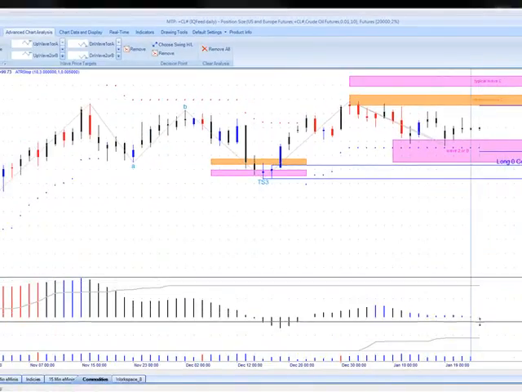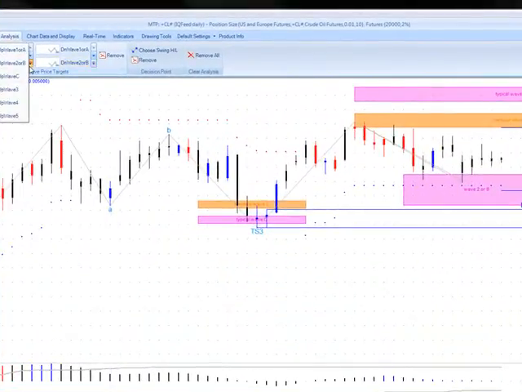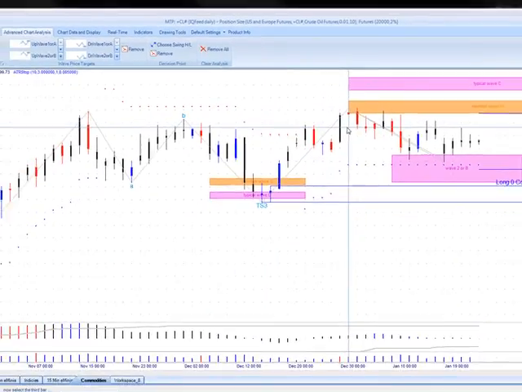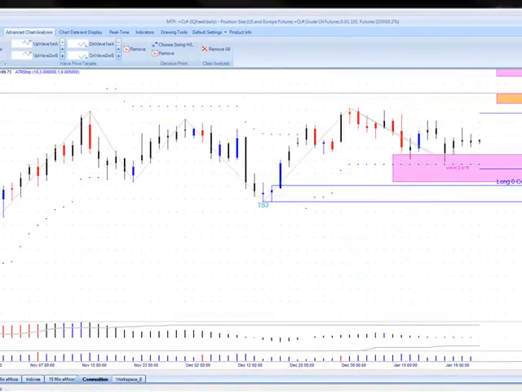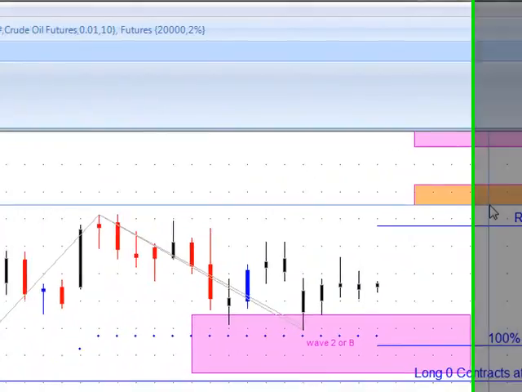Let's just move this down here. Let's project a wave C up here. That'll give us our next targets. It's going to go up, wave C. 1, 2, 3 clicks on the chart, and these are our next targets to the upside in oil, which will start around 104.25.